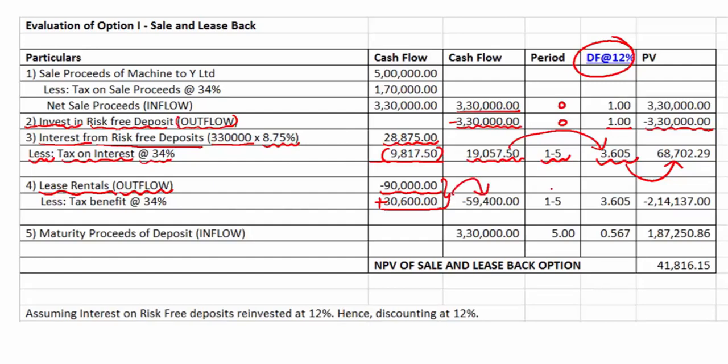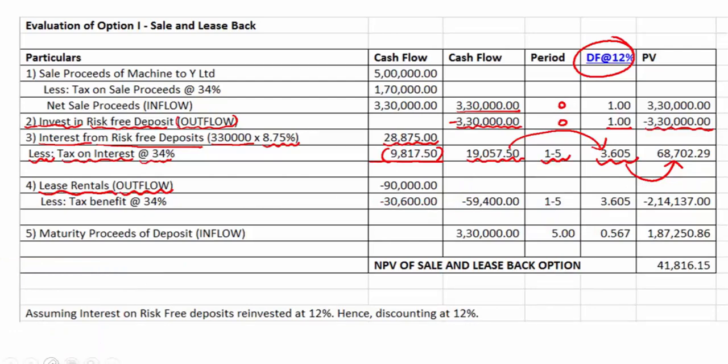And this is going to recur for 5 years. So I'll be discounting these cash flows at my cost of capital, which is 12%, and the factor is 3.605. So this 59,400 multiplied by 3.605 is going to give me an outflow of 214,137. That is going to be my net outflow on account of lease rental. Fine. Let me just remove this.